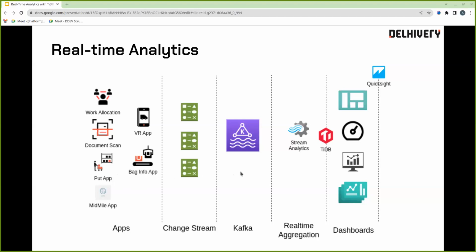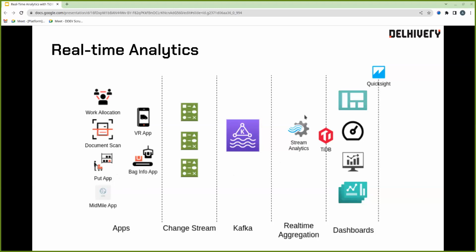Moving on, to process this data effectively, we extract it from these microservices and push it to the Kafka messaging system. Here, real-time aggregation is performed wherever possible to ensure timely insights. Subsequently, the aggregated data is pushed to TiDB. That allows for efficient storage, analysis, and retrieval of the data.